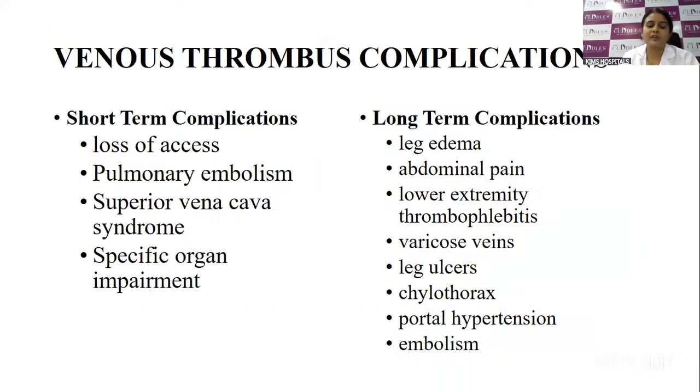Now, coming to the complications of venous thrombosis, there are short-term as well as long-term complications. Under short-term complications, they involve loss of access to the vein, pulmonary embolism, superior vena cava syndrome, and specific organ impairment. Coming to long-term complications, there is edema of the leg, abdominal pain, lower extremity thrombophlebitis, varicose veins, leg ulcers, chylothorax, portal hypertension, and embolism.